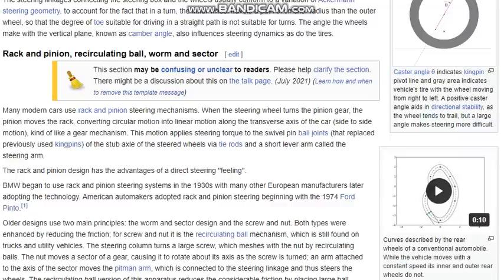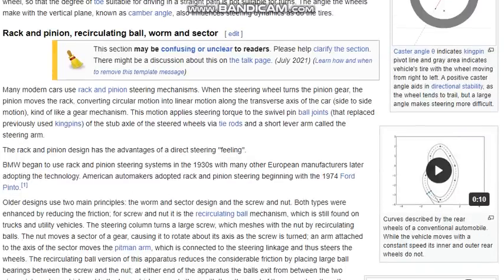This motion applies steering torque to the swivel ball joints that replaced previously used kingpins of the stub axle of the steered wheels via tie rods and a short lever arm called the steering arm. The rack and pinion design has the advantage of a direct steering feeling.